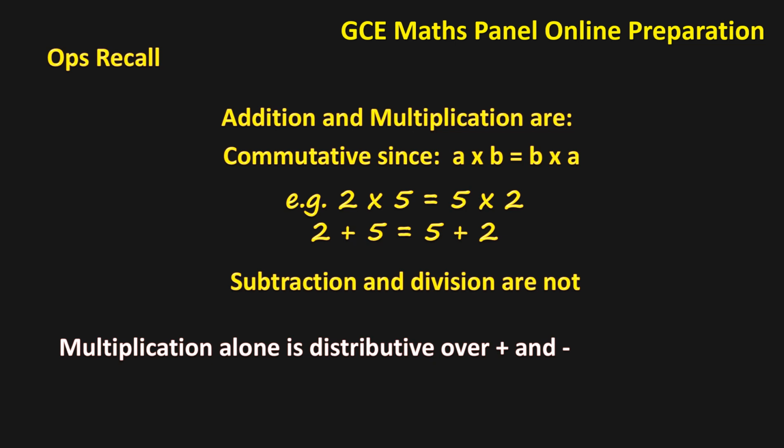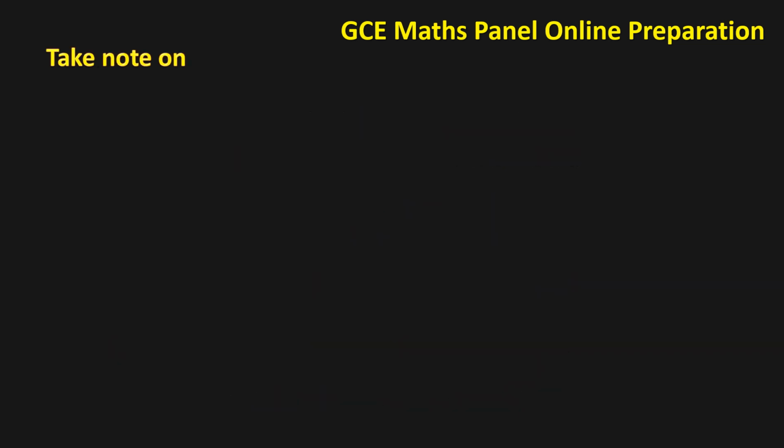Multiplication has another property which is unique to it. It is distributive over addition and subtraction. Let's look at an example of the distributive property. You have 2 into 5 plus 4, or for another example, 2 into 5 minus 4. So here we see that 2 into 5 plus 4 can be written as 2 times 5 in brackets plus another bracket 2 times 4. Here multiplication is distributive over addition. If I now replace the addition sign with subtraction, we say it is distributive over subtraction.